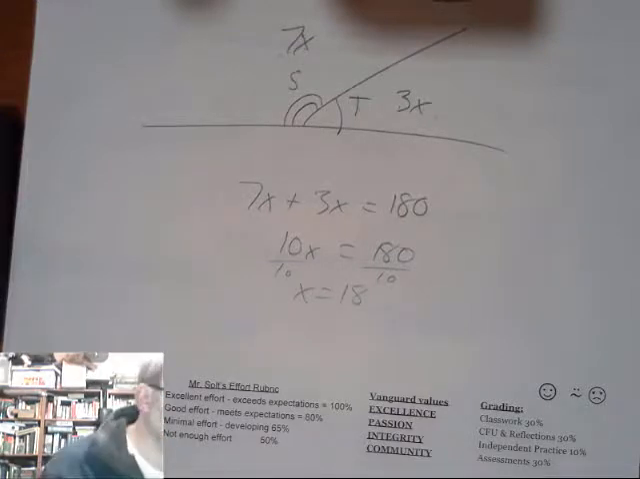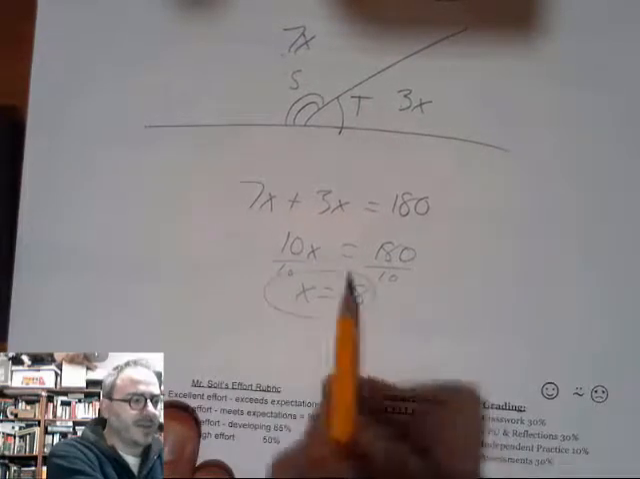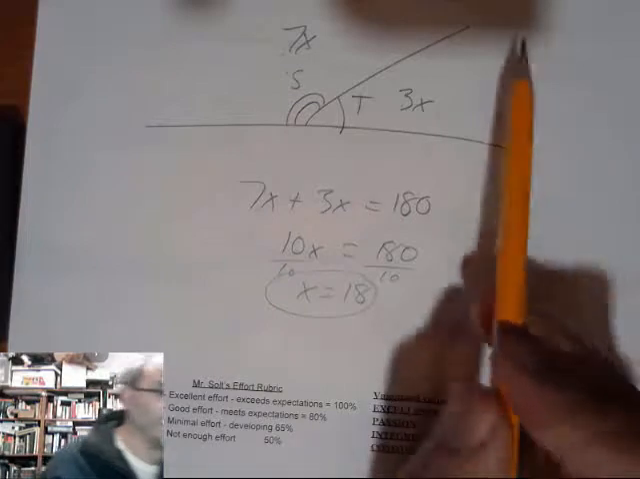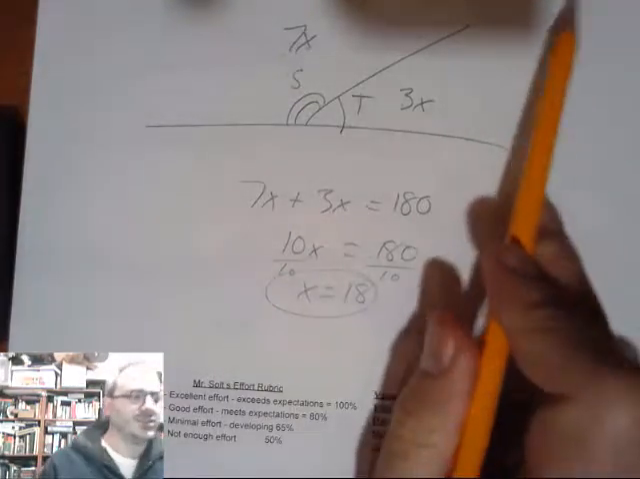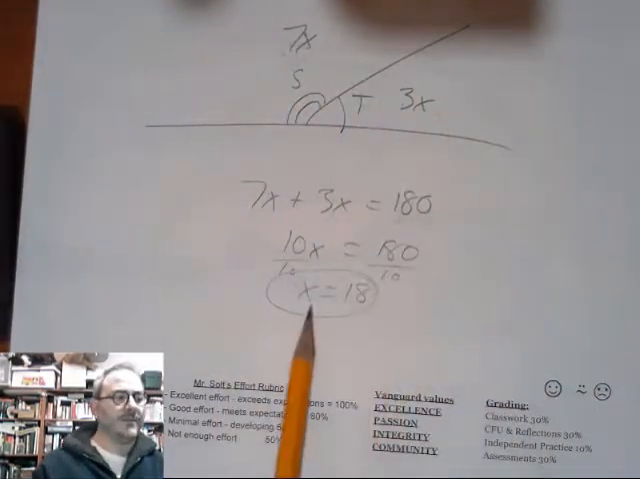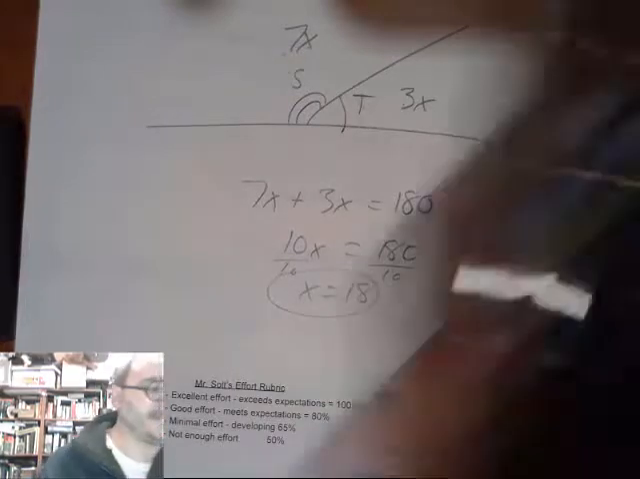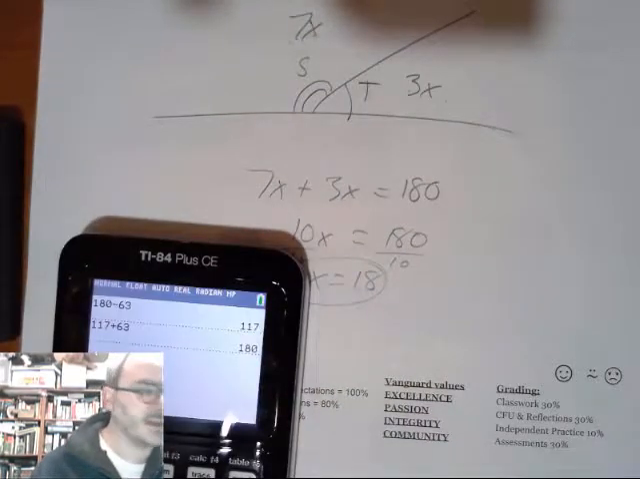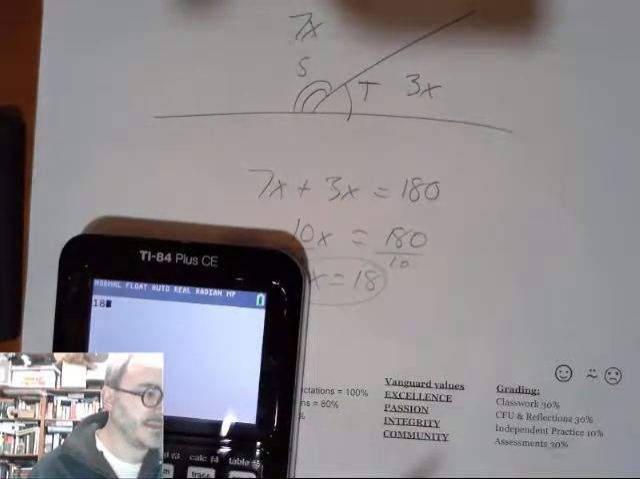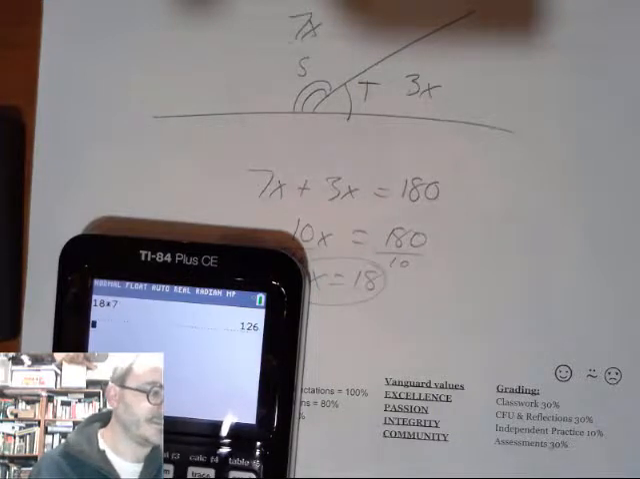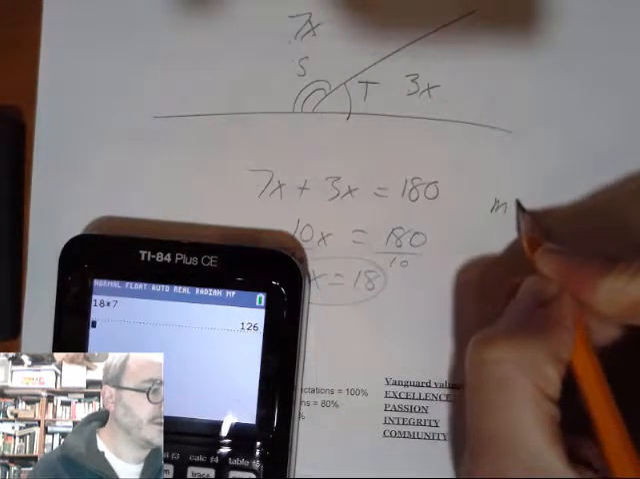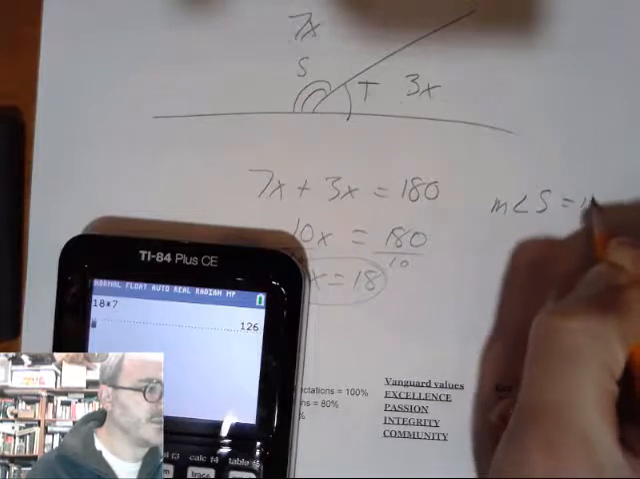And so we found algebraically what x is, but they want us to find the measure of angle S. Well, x is 18, times 7. The measure of angle S is equal to 126.